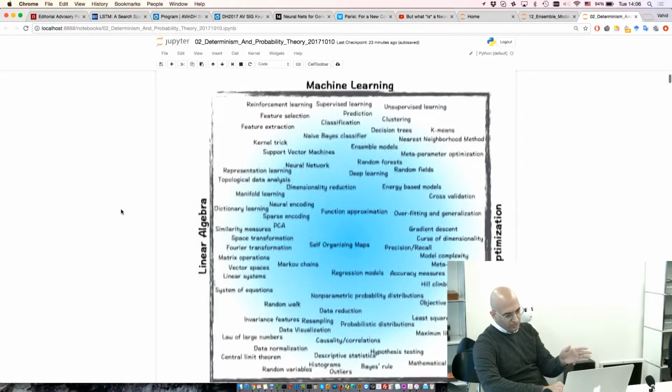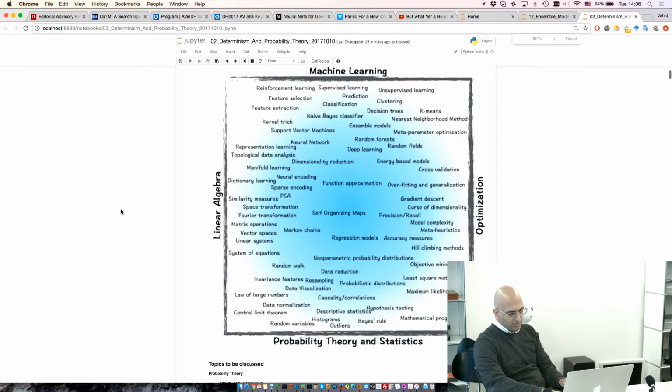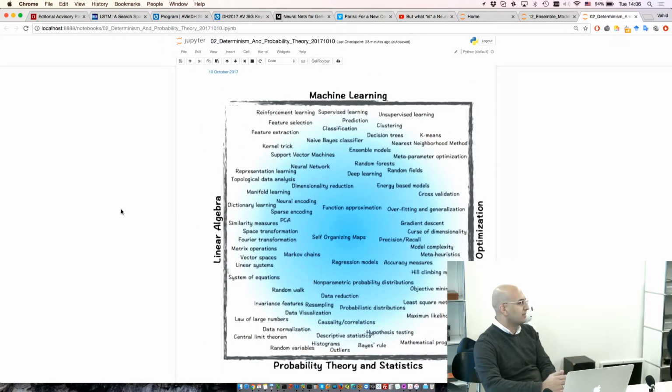So this is the main frame that I told you. This is somehow my image or my picture. It's not necessarily the truth. This is just something like a word cloud, and I put the words in these 4 dimensions: optimization, linear algebra, probability theory and statistics, and machine learning algorithms. I think we will go through this space in a kind of spiral way.